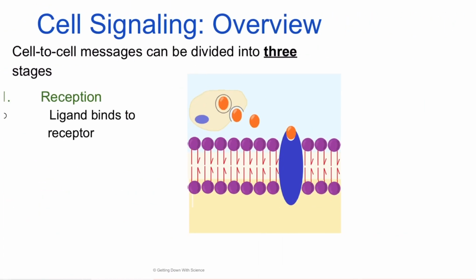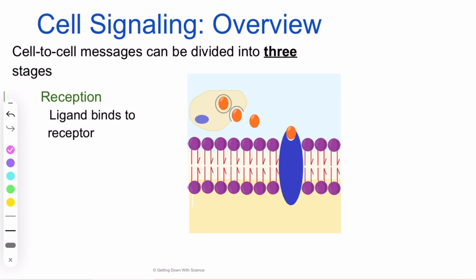So now that we've talked about our different types of signaling, let's talk about what happens whenever you actually receive that message. So whenever we're talking about cell-to-cell messages, we can divide that into 3 stages. The first one is reception. So think about like what it means to receive something. It means to get it. So this is whenever you have a ligand that binds to a receptor.